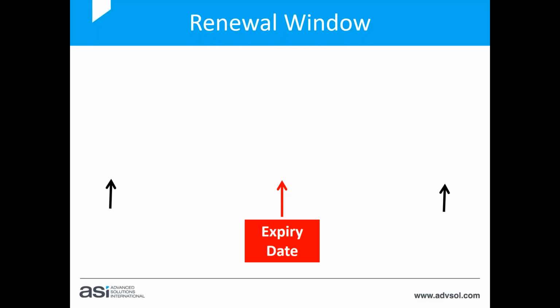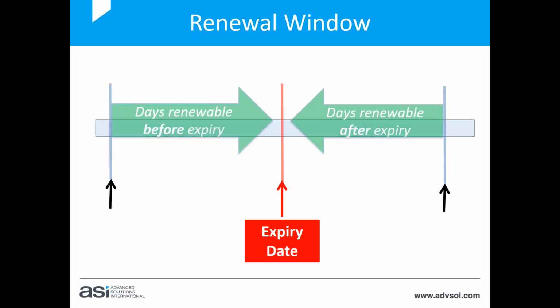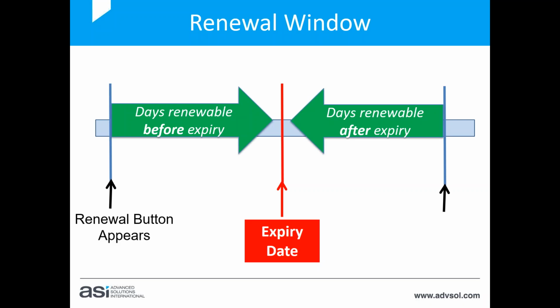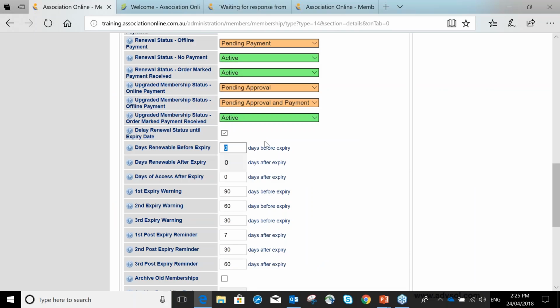Excellent. This diagram explains the renewal window. The two fields that open and close the renewal button on the website are days renewable before expiry and days renewable after expiry. So you need to enter the number of days before and after expiry that a member can renew themselves on the website, that the renewal button will display and disappear. Sometimes you might have a month out. You give them a month before and maybe 2 months after expiry.